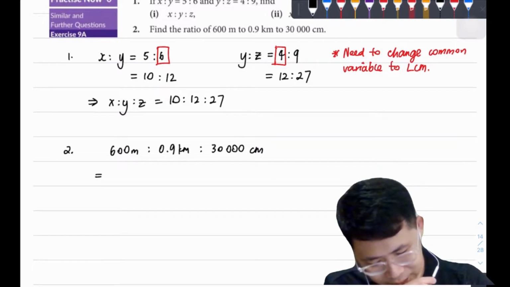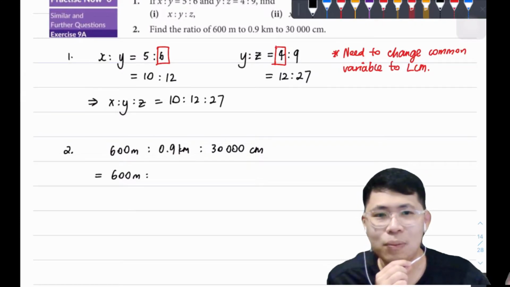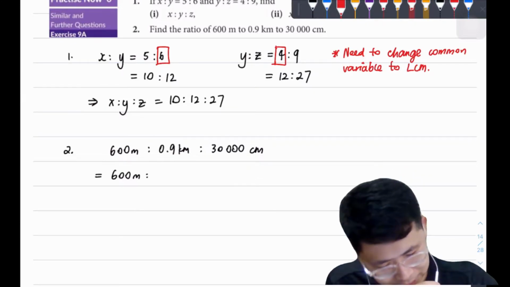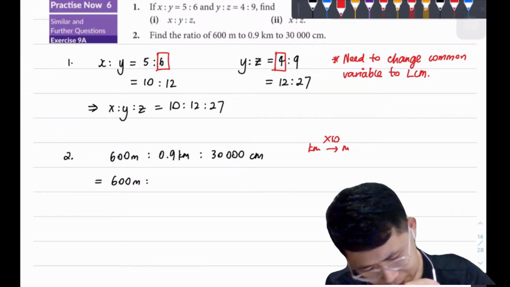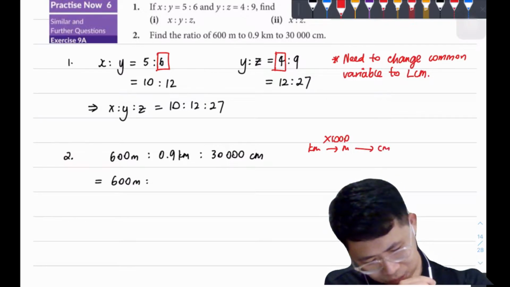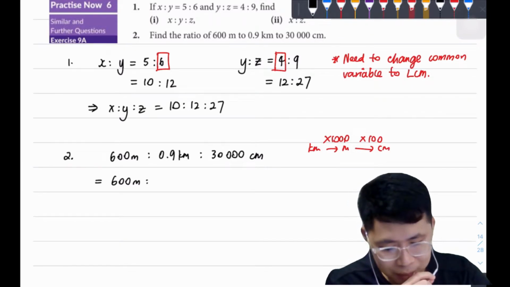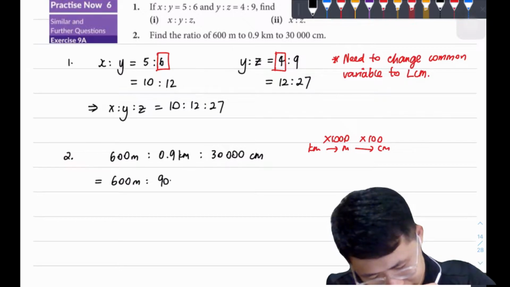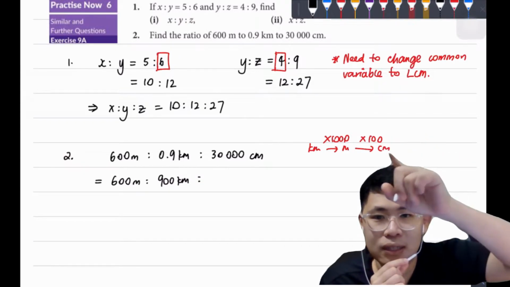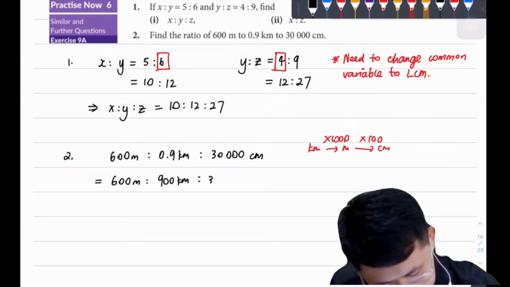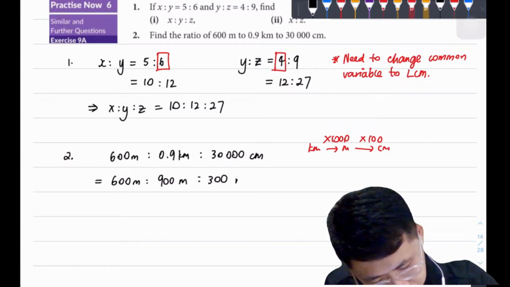So 600 meters would be just 600 meters. 0.9 km. Kilometers is long. So kilometers to meters, we multiply by 1000. Meters to cm, we multiply by 100. The other way would be divide. So 0.9 km times 1000 would give me 900 meters. Now 30,000 cm, let's divide by 100. We're going to get 300. Sorry, it's going to give me meters. So 600 meters, 900 meters, 300 meters.